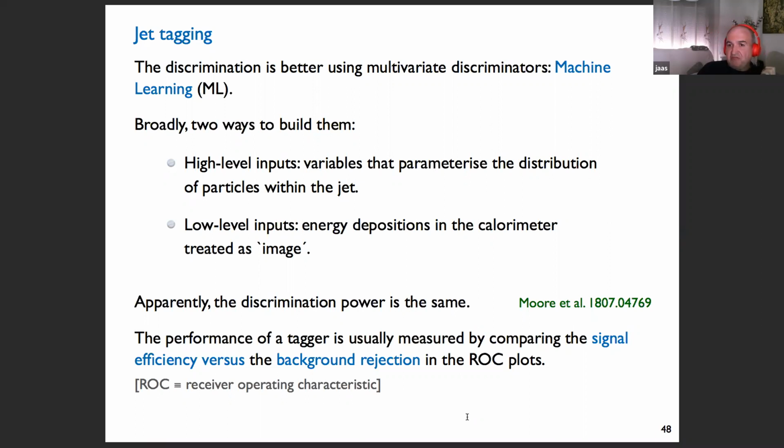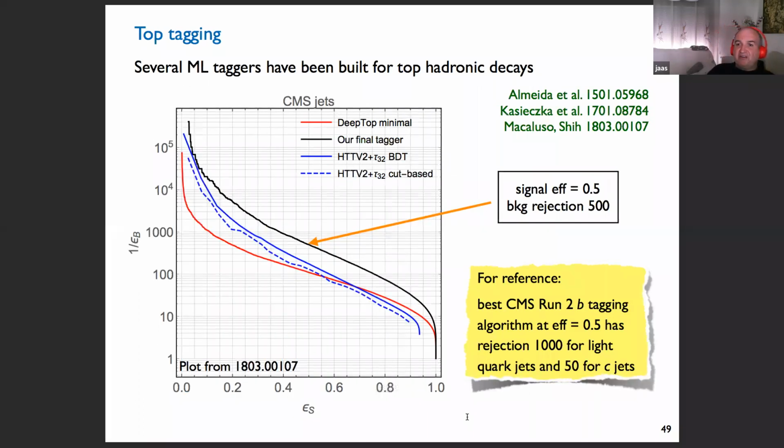And if you want to measure the performance of some machine learning tool to discriminate tops or whatever versus the background, what you do is go to a plot called the receiver operating characteristic plot. It's usually called ROC. This is, for example, the ROC for discrimination of top quarks of several neural networks, deep and shallow neural networks, discriminating the tops from the quarks and gluons.